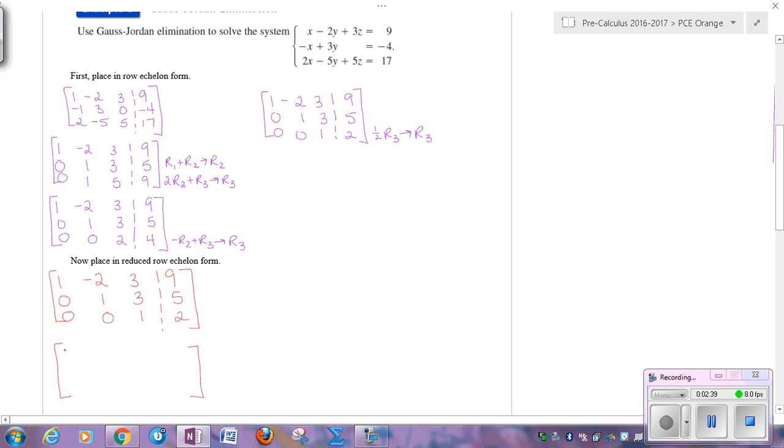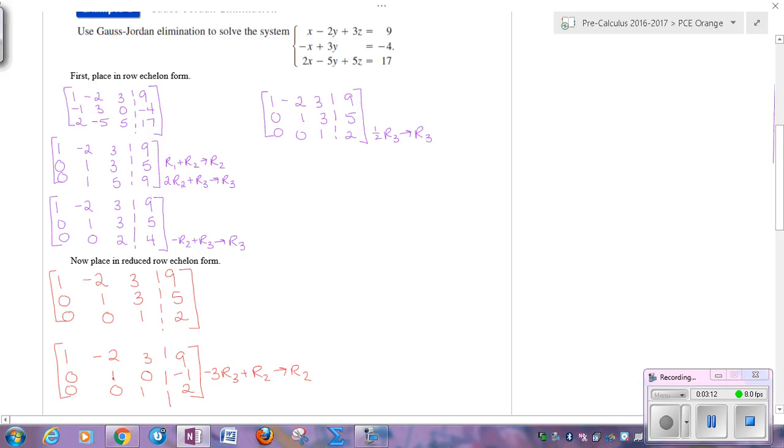So I have my first row, which is going to be left alone, and my last row is going to be left alone. For my second row, I'm going to do -3 times row 3 and add that to row 2, and that's going to replace row 2. That's going to give me a 0, and keep my 1. So -3 times 1 is -3 plus 3 is 0. -3 times 2 is -6 plus 5, and that's going to give me a -1.